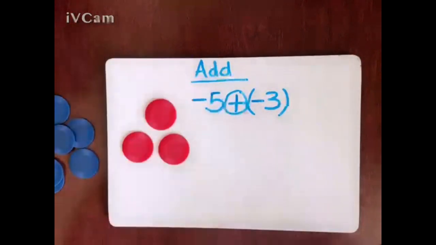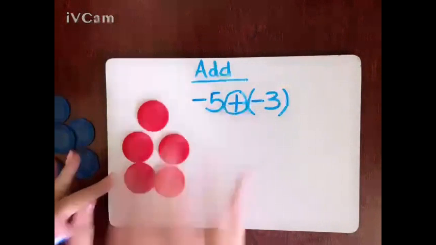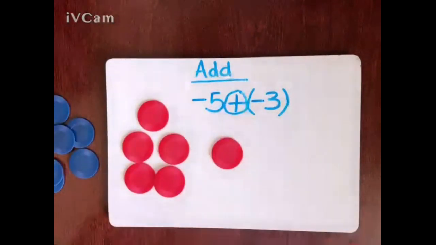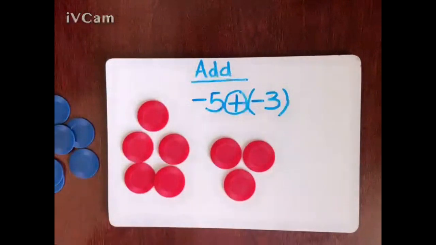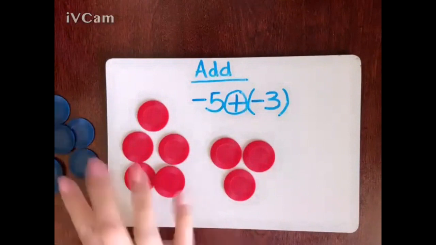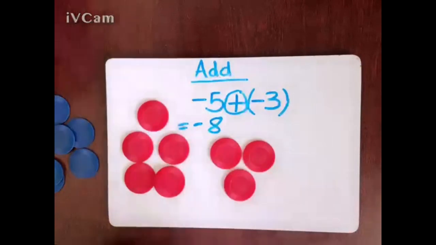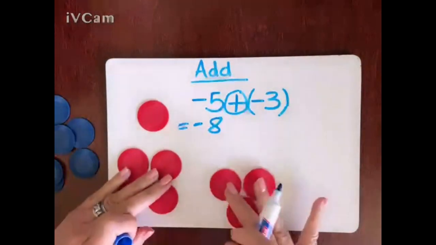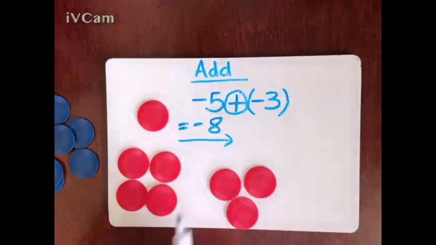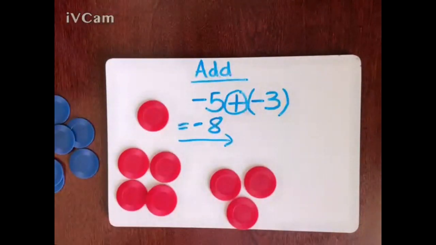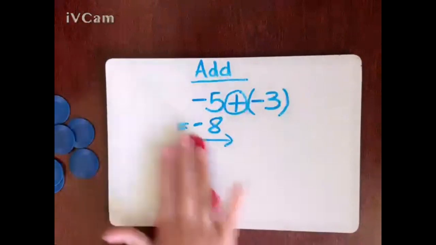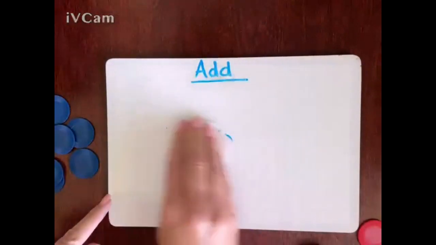We are adding 5 negative discs. We are adding that to 3 negative discs. So what happens? I count it all up and I get 8 red discs, which is actually my negative discs. So I get 8 red discs, and the red ones represent the negative numbers. So that is how I got -8. Right. So let's do another one.